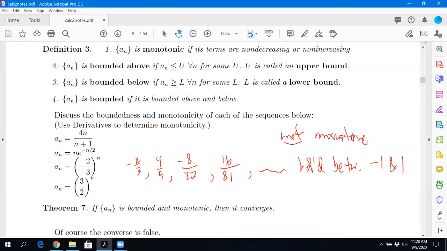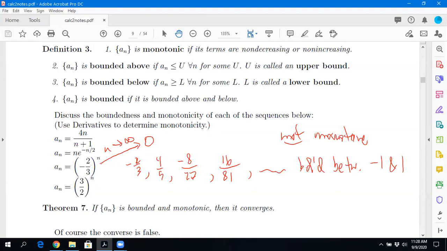So can I invoke the monotone convergence theorem here to guarantee convergence? No, we cannot. But does this thing actually converge? Does it go somewhere as n goes to infinity? Where does it go? 0. It actually goes to 0. Okay?